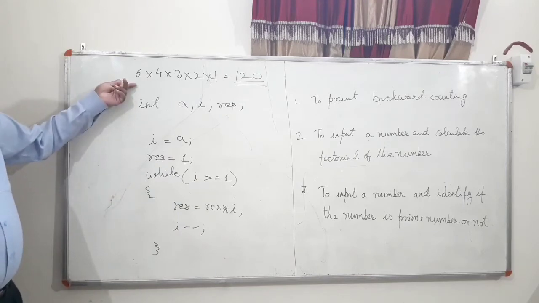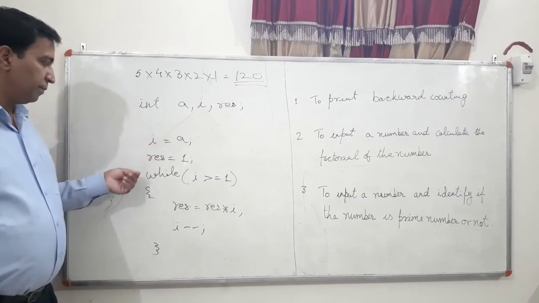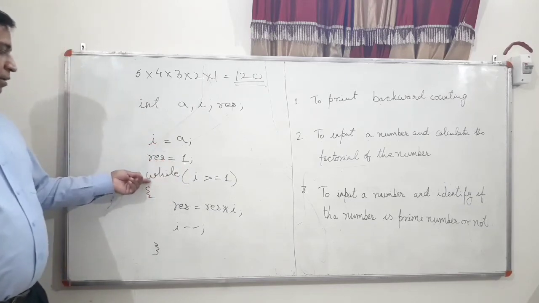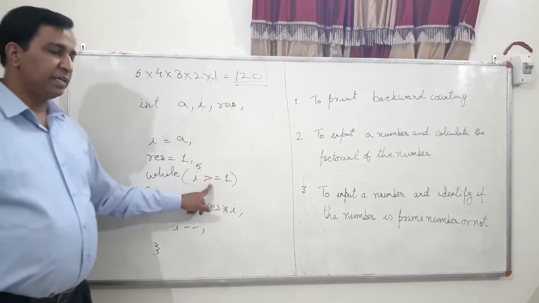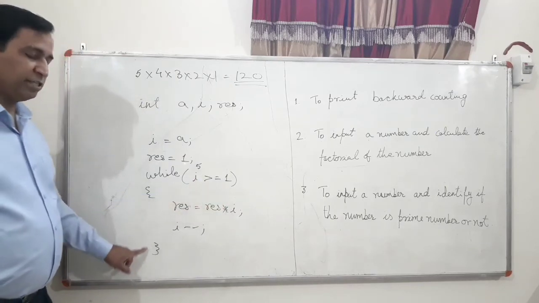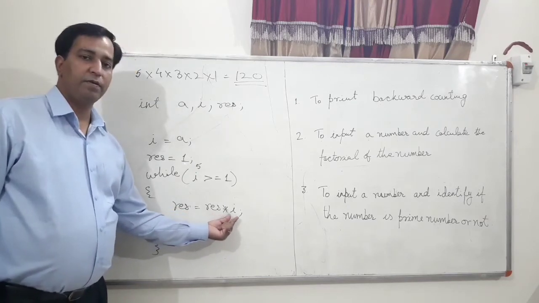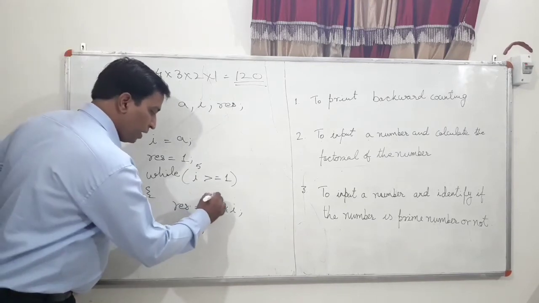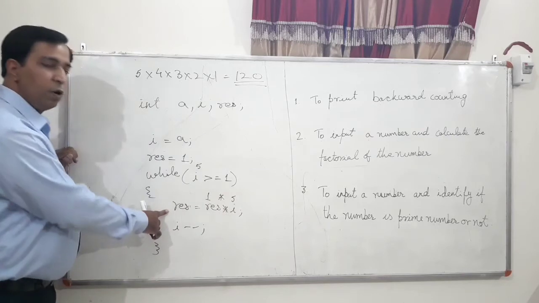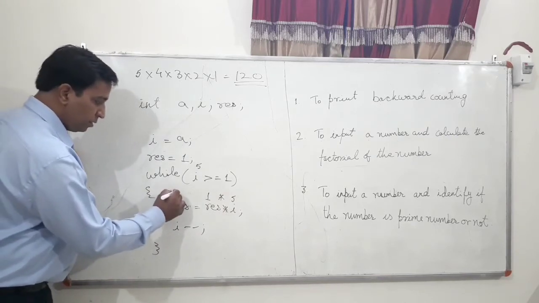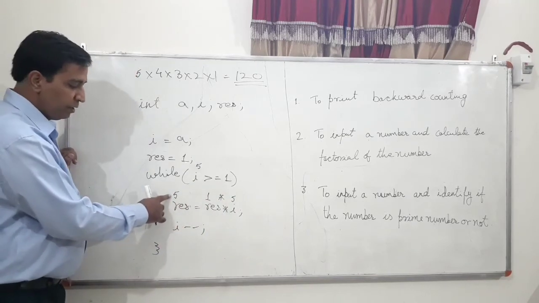Let's suppose the number is 5. That means A is holding 5. I will also hold 5 initially. Result is holding 1, right? Now here I is holding 5. 5 is greater than 1. This loop will execute. Now result here is holding 1. So 1 multiply by 5, right? 1 multiply by 5. After this statement, result will hold 5. Okay? Result is going to hold number 5 after this statement is executed.